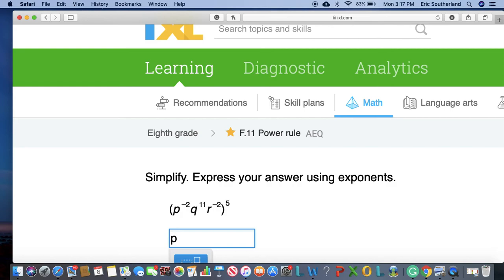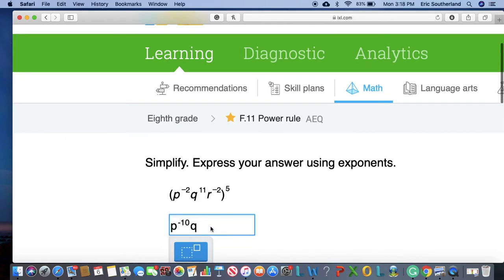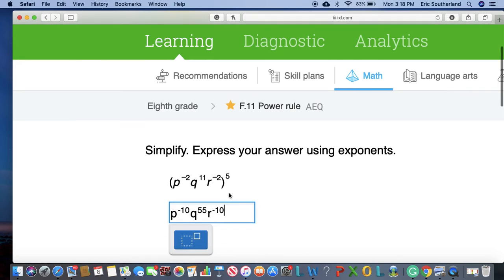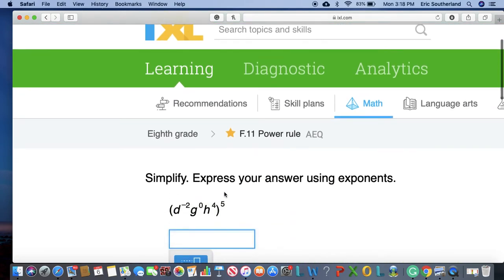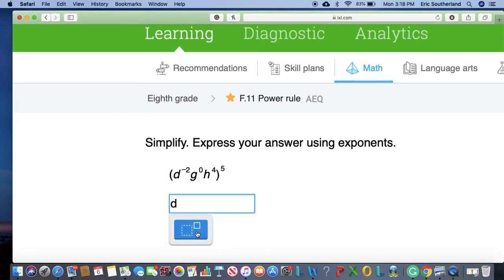P is the base. Negative 2 times 5 is negative 10. Q is the base. 11 times 5 is 55. Make sure you hit your exponent box. R is the base. Negative 2 times 5 is negative 10. D is the base. Negative 2 times 5 is negative 10.